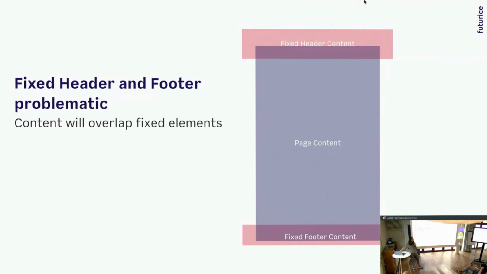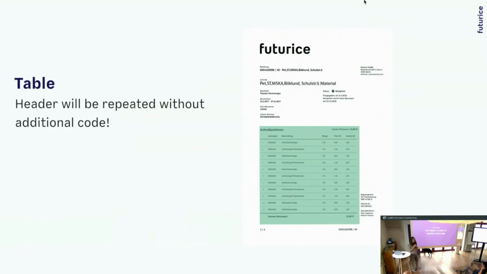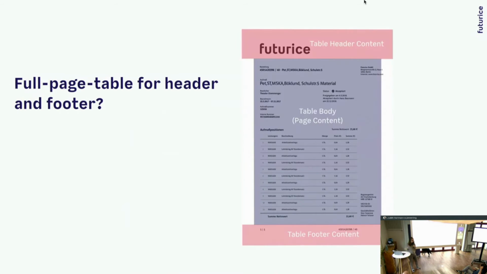The second thing I learned was that the table header and footer are also repeated on every page. The table continues. So the table here I got for free, which I didn't have to change a single line of code to make it look as I wanted. That was really nice. And I thought, well, I can also make the whole thing a table, put the header and the footer there, and then all my content in the body of the table, and it will repeat on every page.